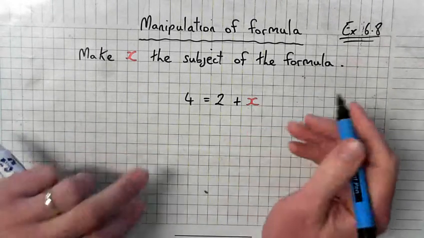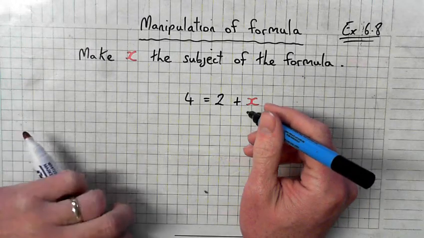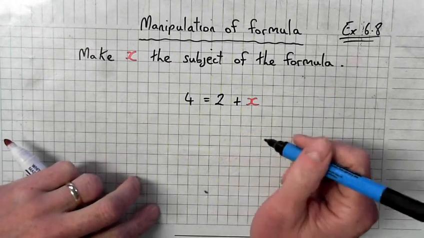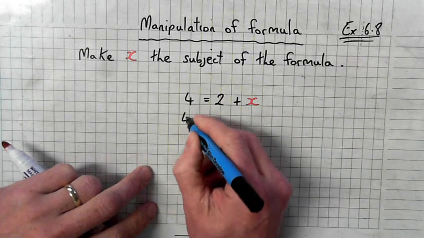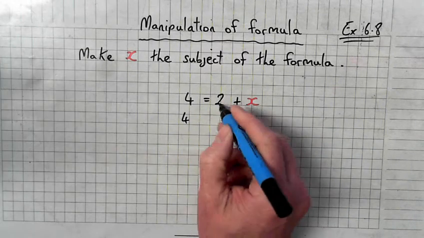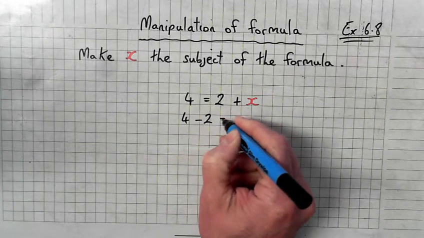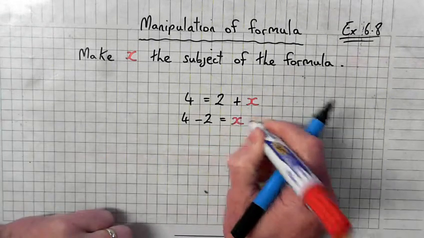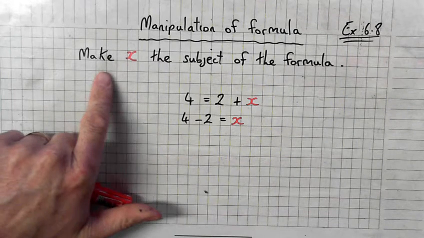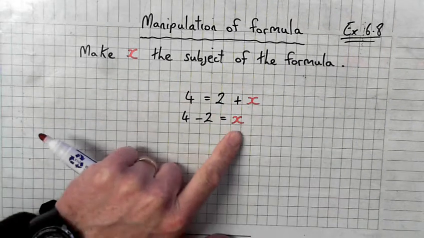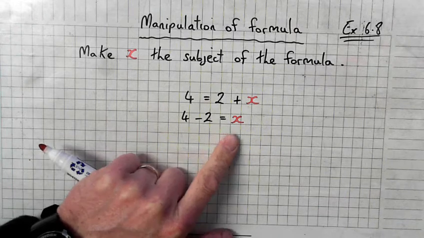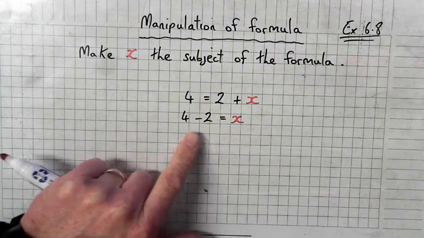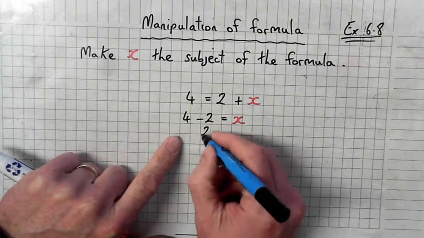So you want x to be on its own, basically. An easy way of leaving x on its own is to move that 2 across. Move the 2 across, it becomes minus 2. So make x the subject of the formula means leave x on its own, either on the left or the right hand side. I don't want a 2x, I just want x. So 4 minus 2.